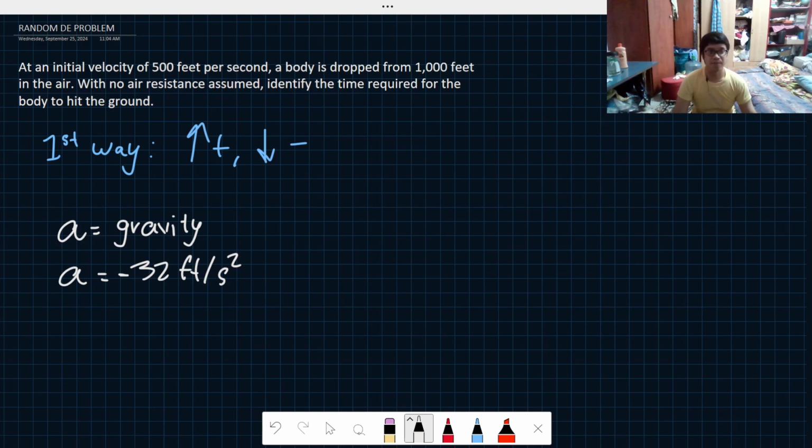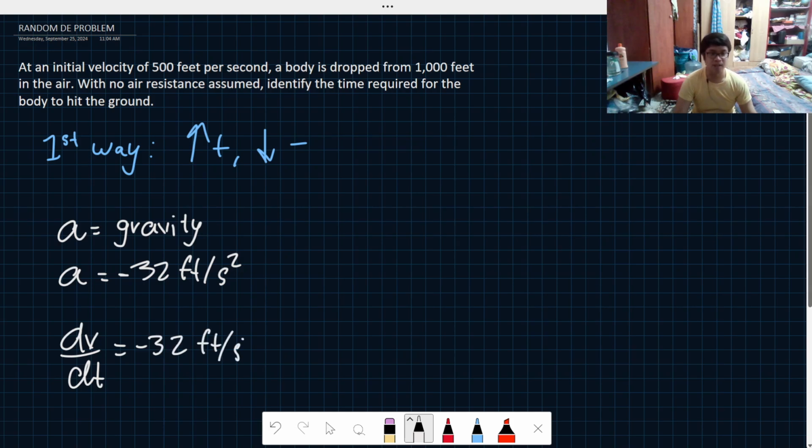The next step is that you're going to change your a into dv over dt. Why did we change that? Let's take a look again at the problem. You want to find the time required for the body to hit the ground, right? Now, here's the problem. If you want to find the time required for the body to hit the ground, you need a displacement formula.